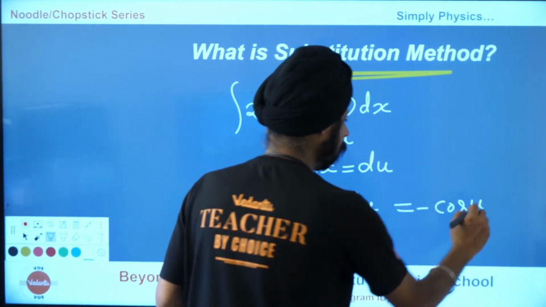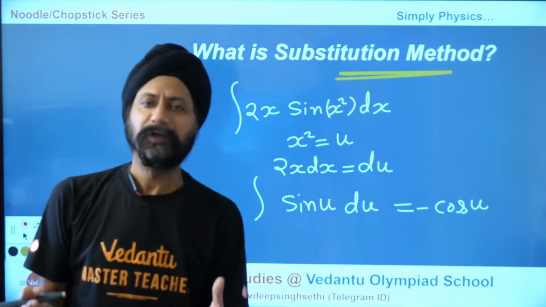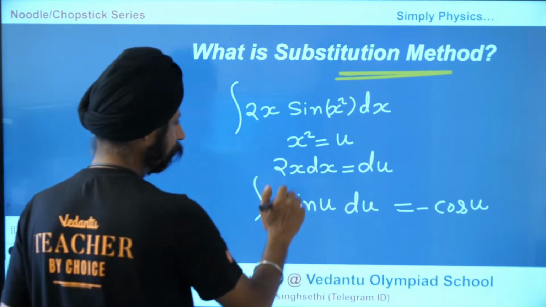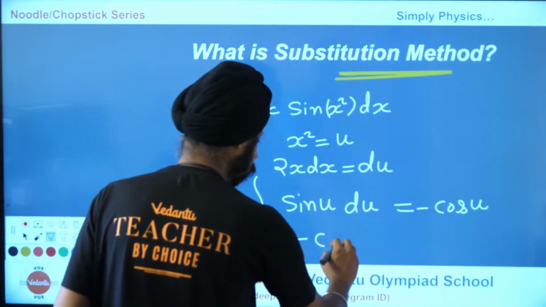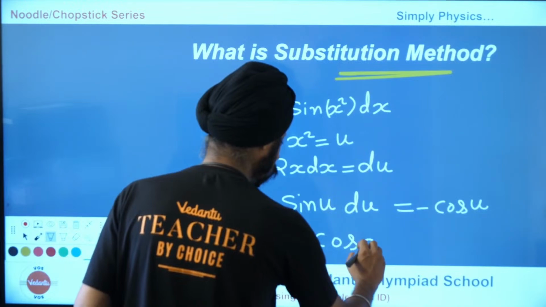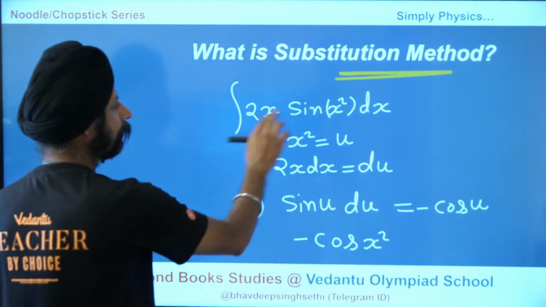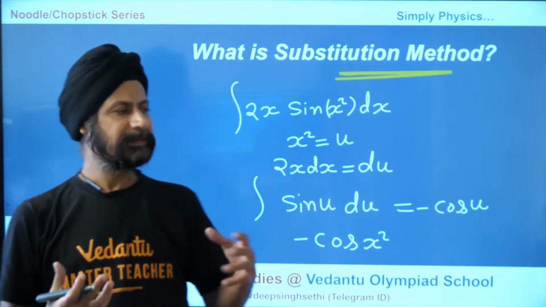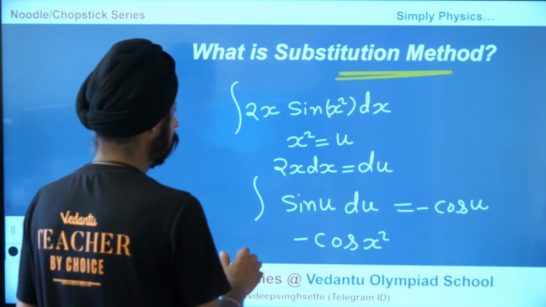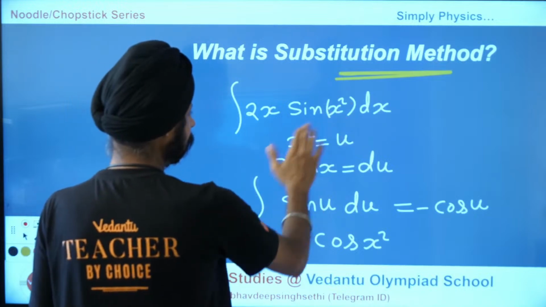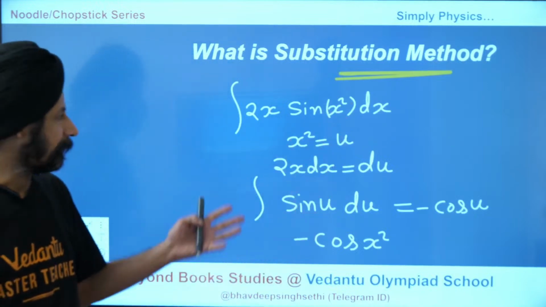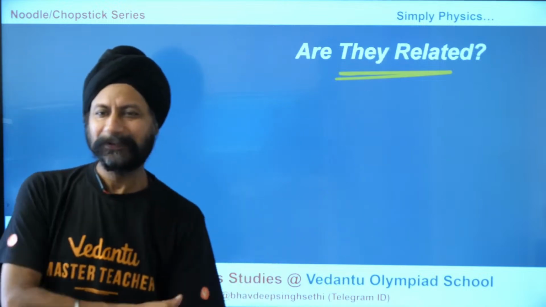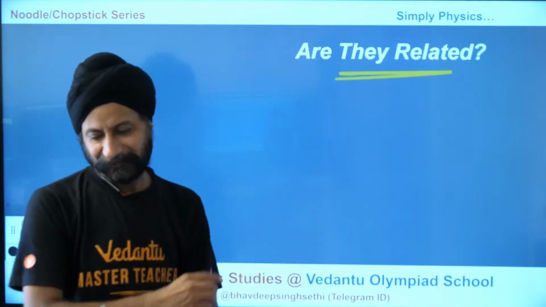But u was a temporary variable that we introduced. So we bring back the original thing. Instead of u, you bring back x square. So this is your answer, cos of x square. So integration of this gives me negative of cos x square. So this is called substitution method. I have substituted this x square to be u, and then it works. It becomes easier because see how simplified version this is. So are they related? Yes, they are definitely related.